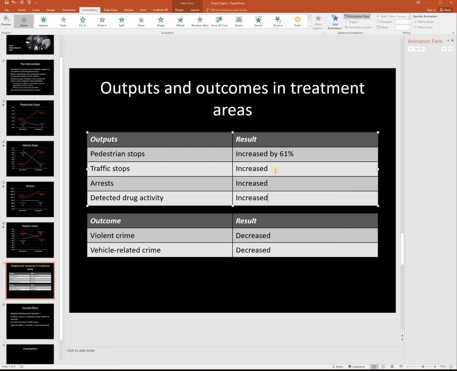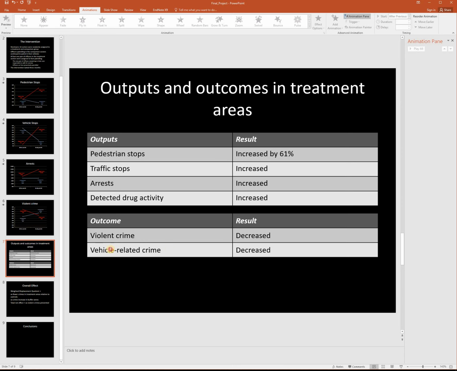We did this way at the beginning of the semester. A little hint: there's all sorts of percentage change calculators that are online that you can access for free, so you could feel free to do that as well. All right, so you'll be filling in here. So I want to know whether there were increases or decreases in these different outputs during the intervention period in the targeted areas.